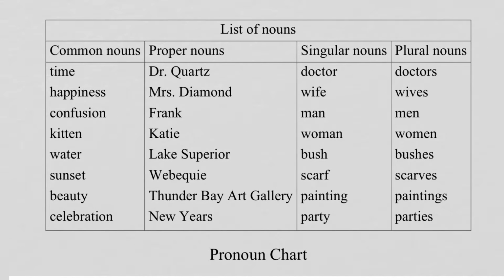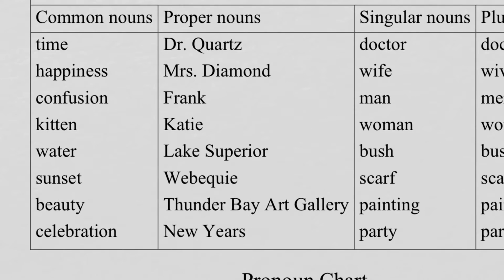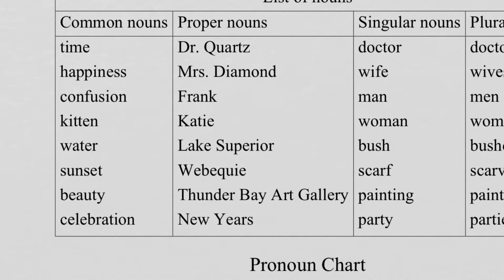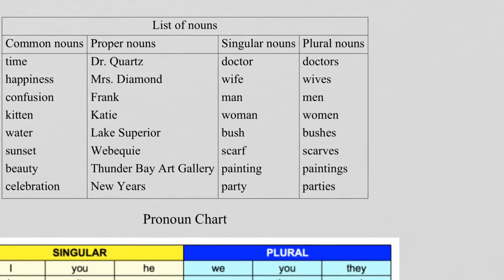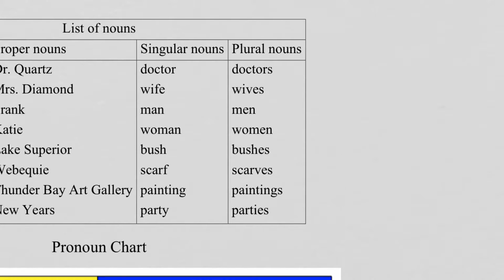Proper nouns are specific, like I mentioned before. In this chart, I made up some nouns, I made up some names, and I thought of some places and a body of water. Dr. Quartz, Mrs. Diamond, Frank, Katie, Lake Superior, Webequie, Thunder Bay Art Gallery, New Year's. So you notice proper nouns are always capitalized. And then, just as I promised, a few examples of the difference between singular nouns and plural nouns.